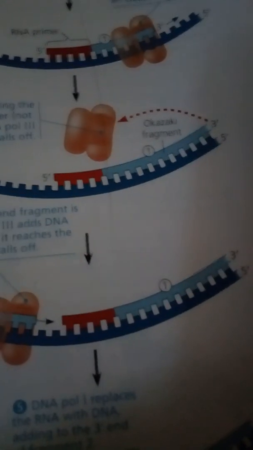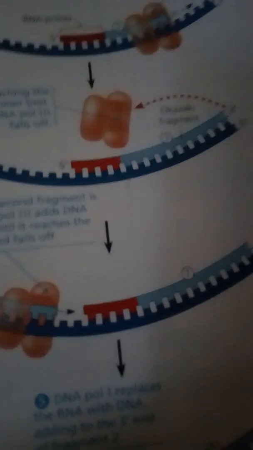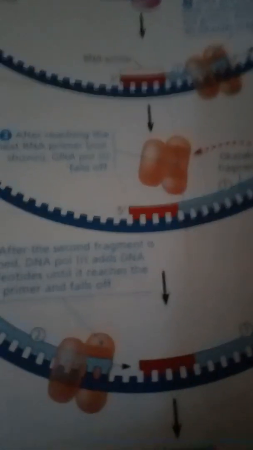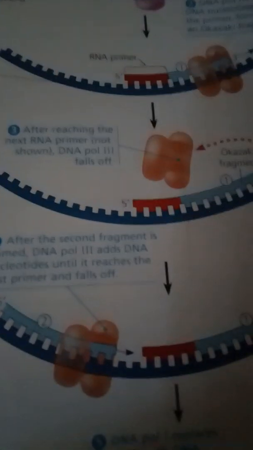But DNA pol 1 cannot join the final nucleotide of this replacement DNA segment to the first DNA nucleotide of the Okazaki fragment whose primer was just replaced, fragment 1 in this figure. DNA ligase accomplishes this task, joining the sugar-phosphate backbones of all the Okazaki fragments into a continuous DNA strand.